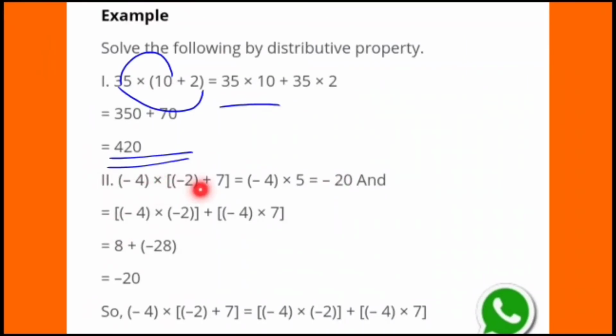Next we are opening the bracket and seeing whether we get the same answer. Minus 4 into minus 2 plus minus 4 into plus 7. Answer is minus 20.